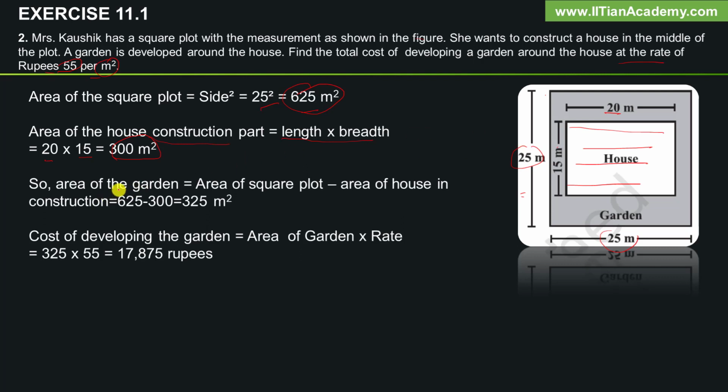Now, you can see area of garden is area of plot minus area of house, which equals 625 minus 300 equals 325 meters square. Now, cost of developing the garden for 1 square meter is 55. Hence, cost of developing 325 square meter is 325 into 55 equals 17,875 rupees.